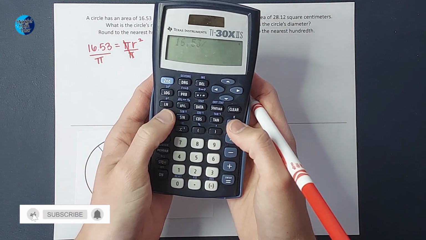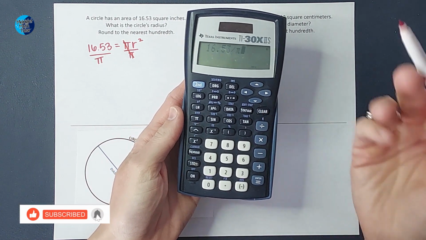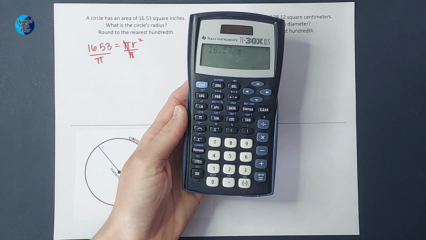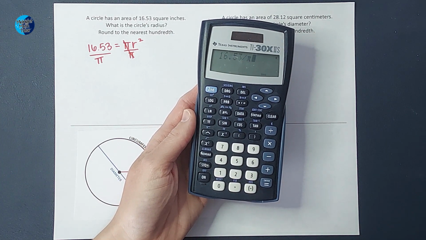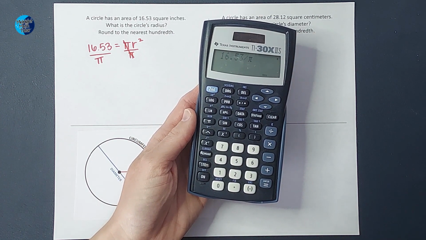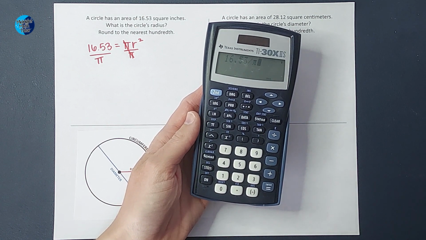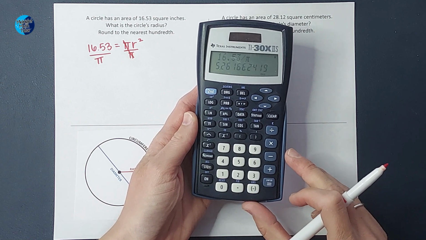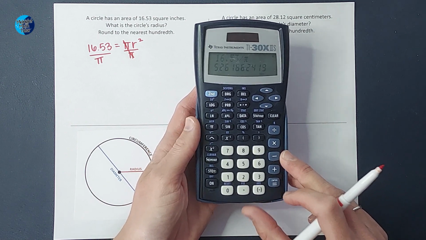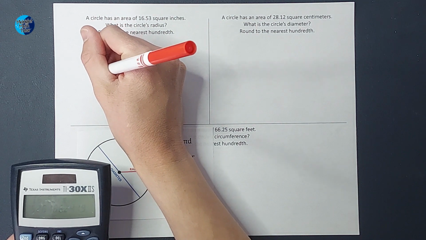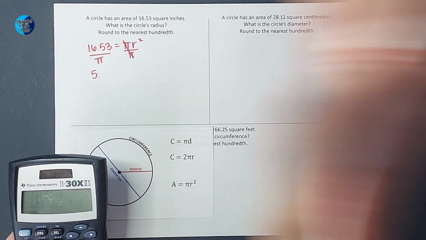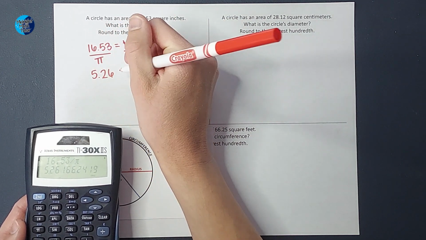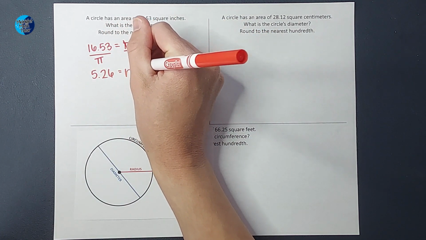16.53 divided by pi. Now, calculators have a pi button. Your teacher will probably tell you if they want you to use the pi button, or sometimes they'll just say use 3.14 as pi. It goes on longer than that, but we have to round at some point. So do whatever your teacher wants you to do there. So when I divide that, I end up with 5.26166. It keeps going. So I'm going to round it to 5.26. And that is equal to r squared.